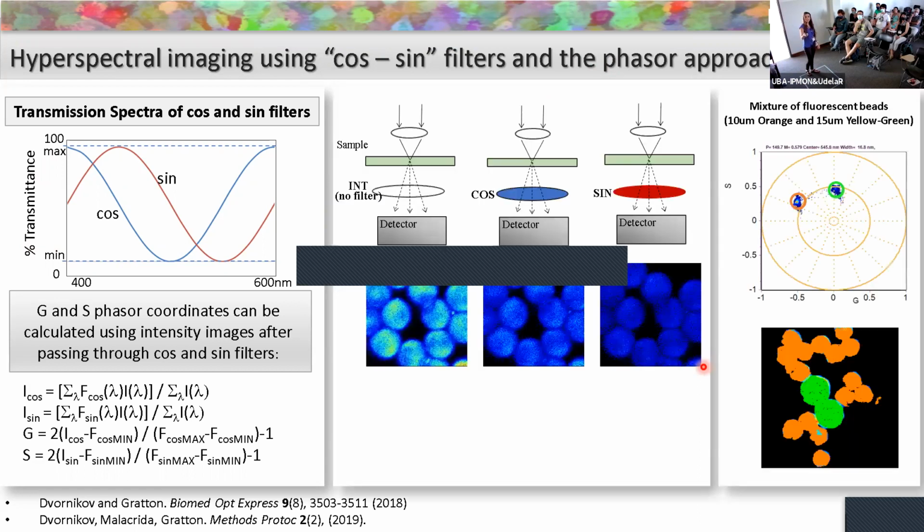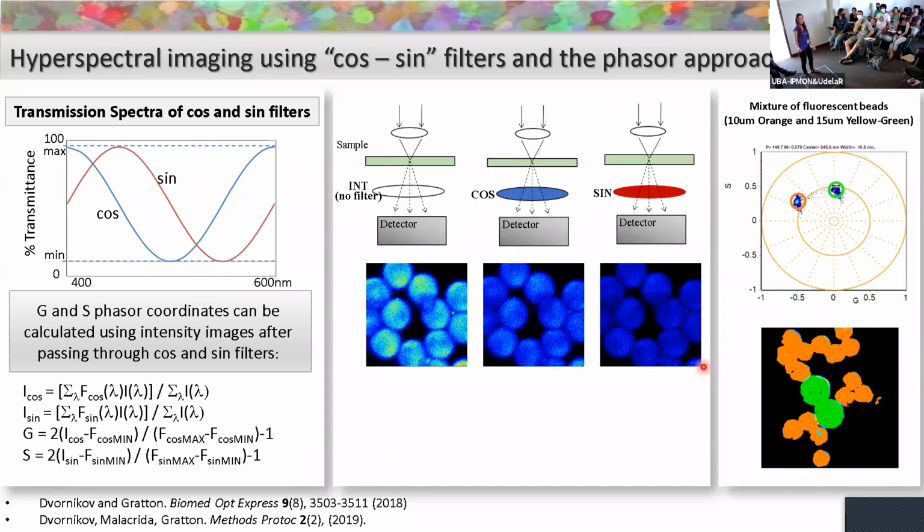So what we do is take three images: an image acquired through a cosine filter, an image acquired through a filter with a sine transmission, and then one acquired with no filter at all, to have the total intensity for normalization. Then with that, we calculate the phasor plot coordinates and plot them in the spectral phasor plot.